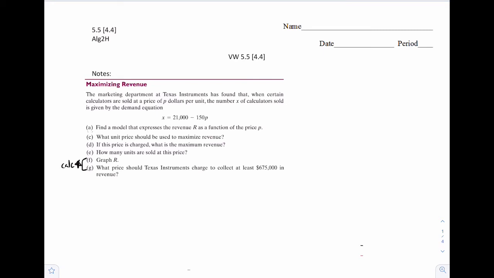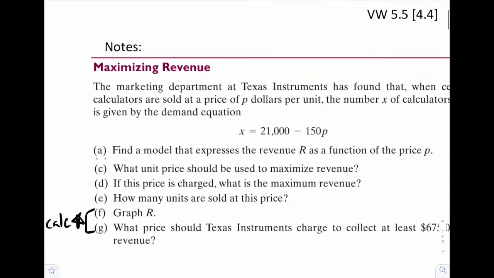Welcome to VW 5.5. For today's lesson, we'll be doing word problems, and you're going to need your calculator, so make sure you have that ready. Let's jump right into it.